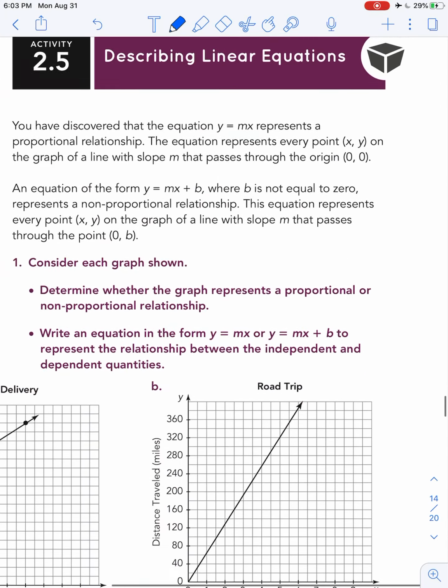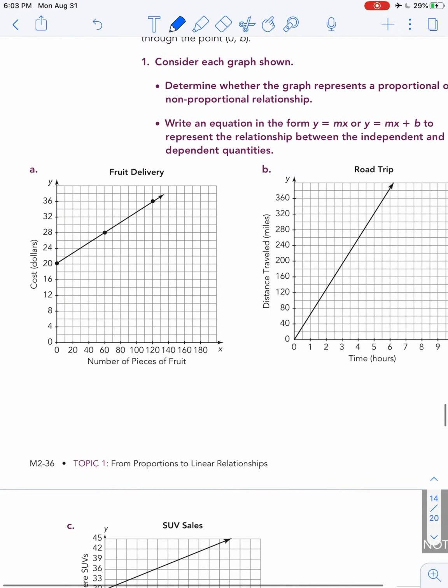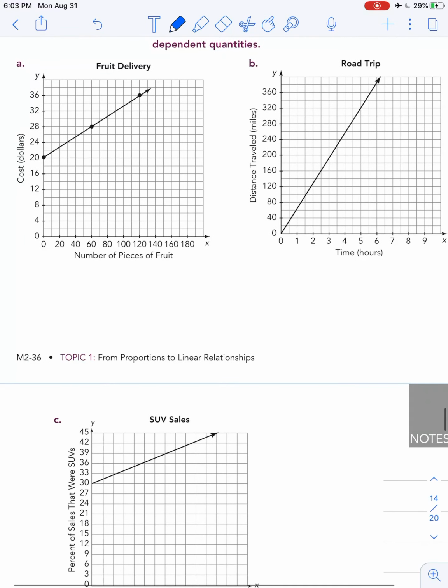Okay, then we're going to go to this. So, first things first, A, B, and C. Are they proportional or not proportional? This would be non-proportional, and it's going to be y equals mx plus b.